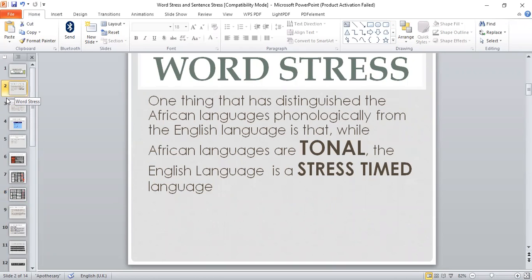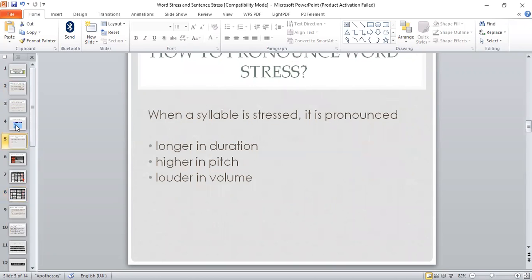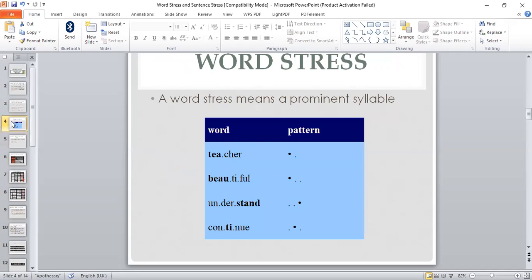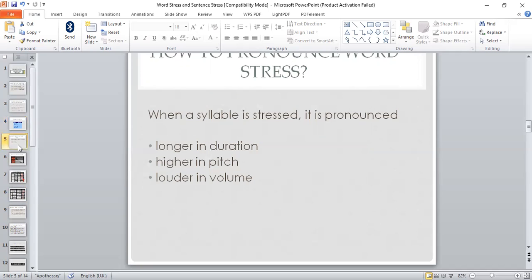And we said that when you're talking about stress, sorry, we are talking about stress in words. We are talking about a syllable, a part or a division of that word that is pronounced prominently. And then I gave us words as teacher, beautiful, understand, continue. And then I told you that by the time you want to consider how to stress words, these 3 criteria are what you put in check.